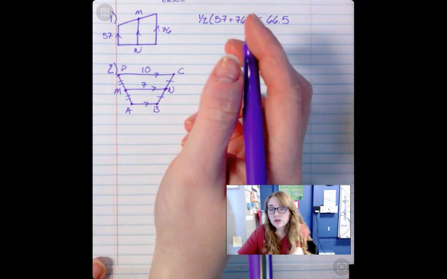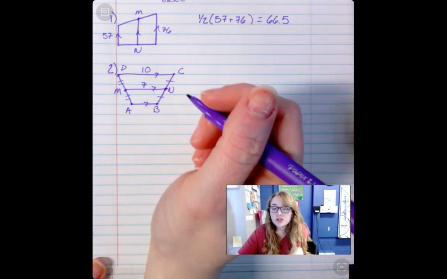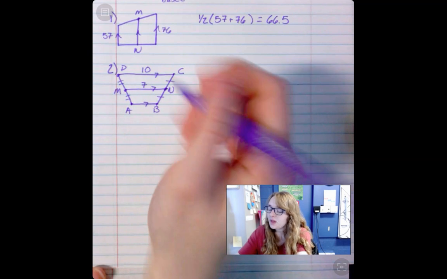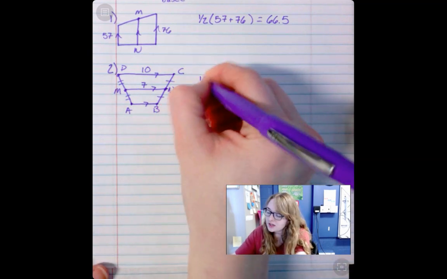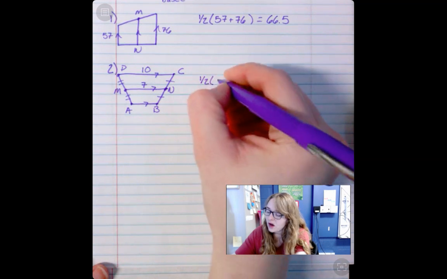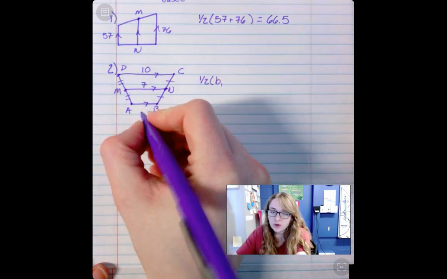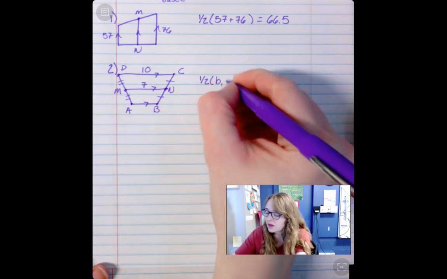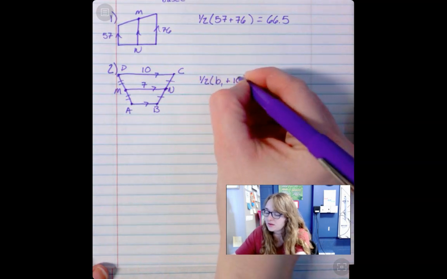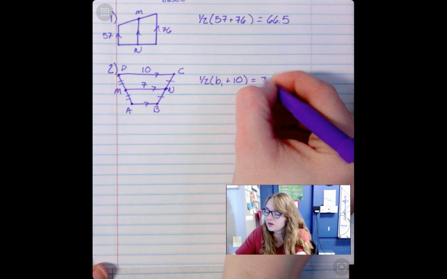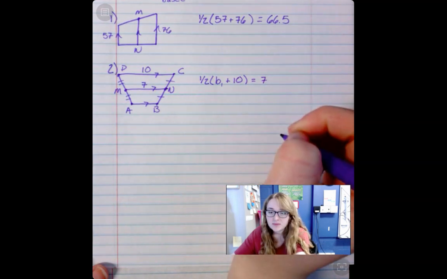So we can still use our formula. We just have to plug in what we know and solve for something else. So again, we're going to take half of our base 1, which we don't know, our smaller base AB, plus our larger base DC, which is 10. And that is equal to our mid-segment of 7.